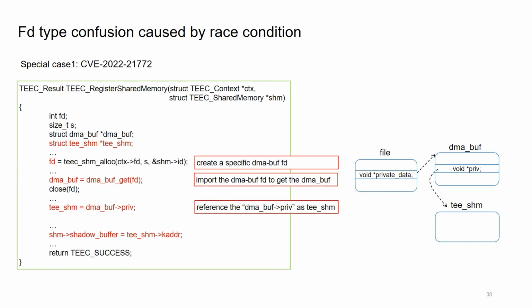The first one is CVE-2022-21772, which I found in a vendor's kernel. As you can see, this function will create a specific DMA buf FD, and then it will import the FD to get the DMA buf object. After that, the private field of the DMA buf object will be referenced as a tshare_mem object for later use.